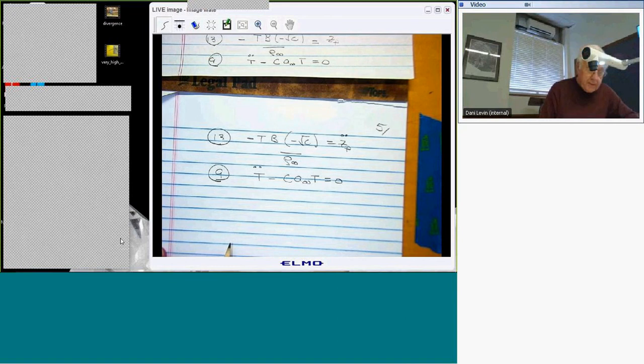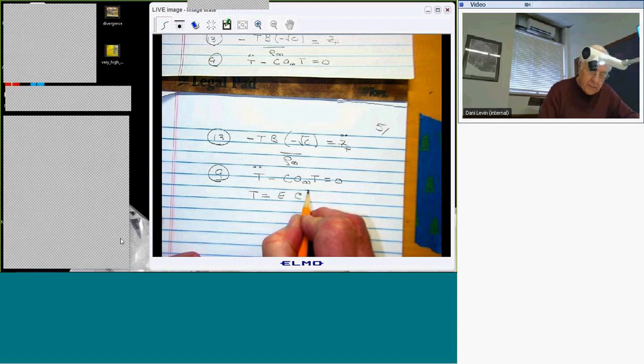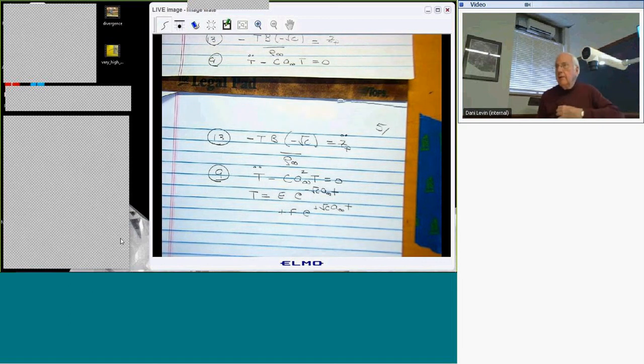I get T equals, I guess I use A and B. Don't want to use C. I'll use E and F. Okay. E to the minus, oh, this is squared, right? Minus the square root of C, A infinity, T plus F e to the minus square root of C, A infinity, plus T. Okay.